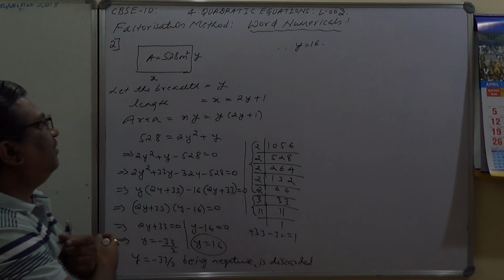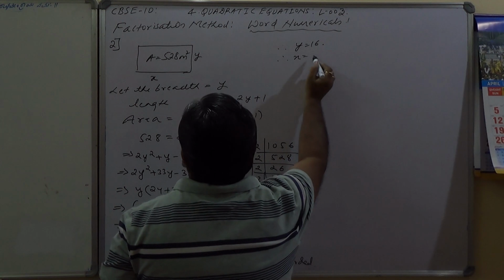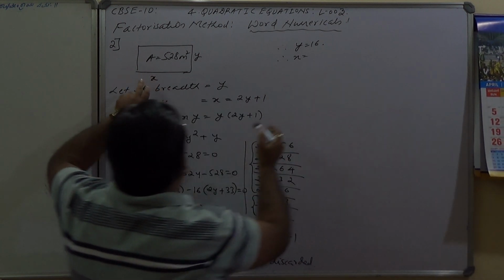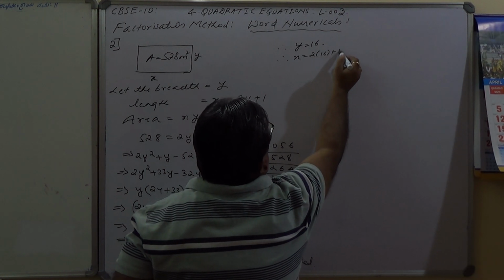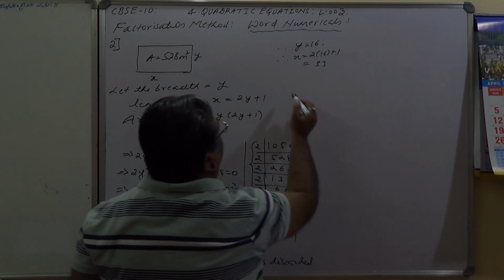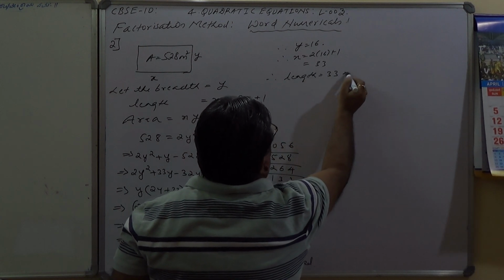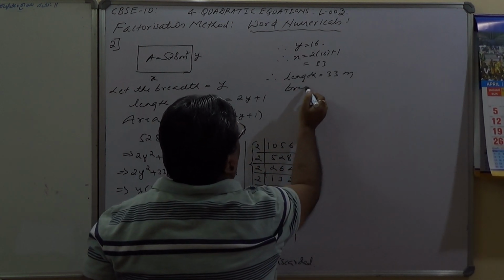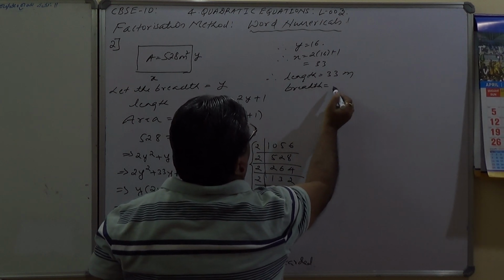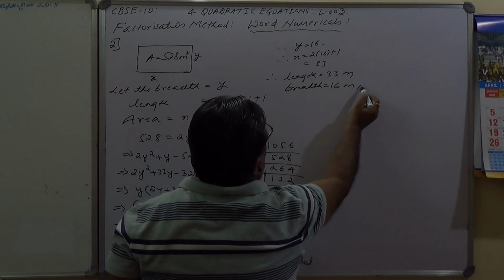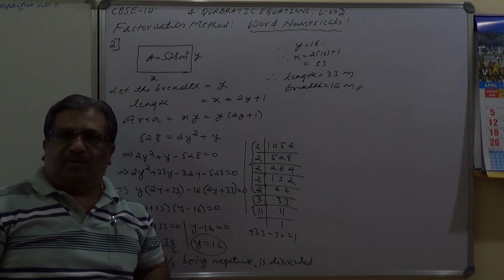So what is the question? We have to find both the length and breadth. Therefore x equals 2y plus 1, which is 33. Therefore length equals 33 meter, breadth equals 16 meter. Check this one. This is the answer. I hope you have understood how to solve these numericals.